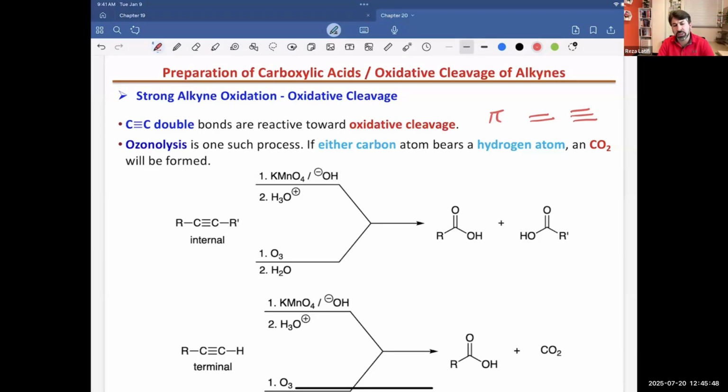One of them is potassium permanganate, or you can use O3 and do ozonolysis. And I'm going to review those different compounds one by one. But let's go after oxidative cleavage of alkyne.